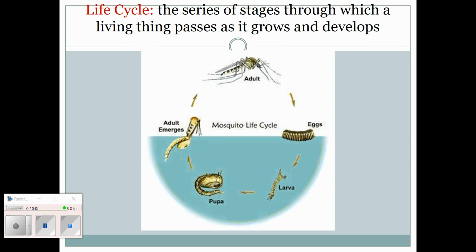So one of our great examples for developing is insects, because they have a life cycle and they change throughout their life. They both grow and they develop different characteristics. So here's our example. A mosquito starts out as an egg, and then it develops into a larva form, and then a pupa form, and then an adult. Then the adult reproduces and lays eggs. This is an example of developing.